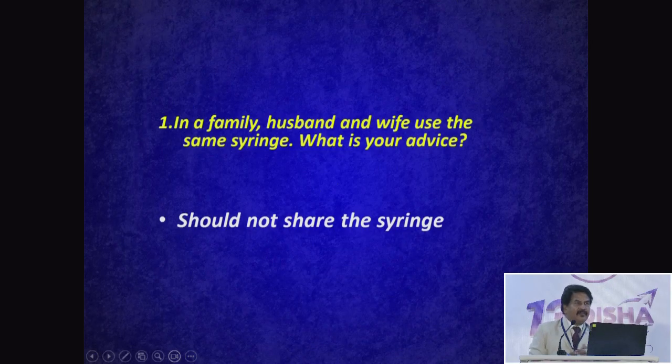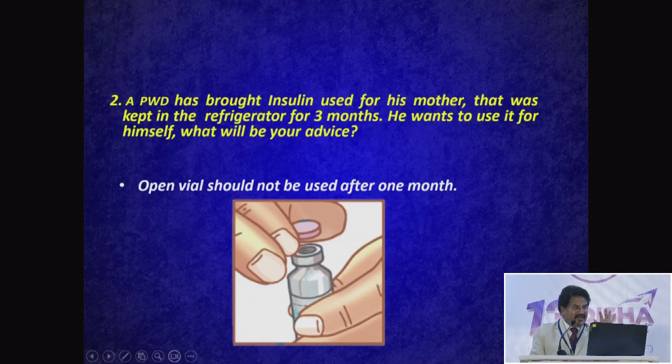A very important thing: in a family, both husband and wife, sometimes girlfriend and boyfriend, share the same syringe. We should not allow it, because syringes, vials and cartridges are meant for single person use only. Also, a person with diabetes has brought insulin used for his mother that was kept in the refrigerator for 3 months, and he wants to use it for himself. What is your advice? Once the vial is opened, we should discard it after 30 days.